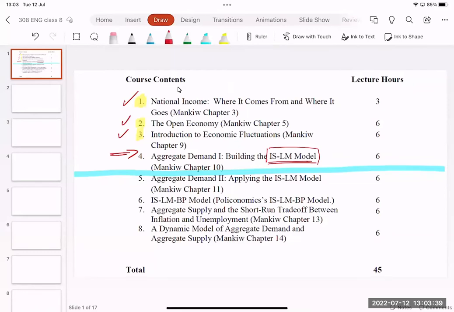This chapter is very important. It's like a foundation. We're going to learn IS and LM in chapter 4, and again in chapter 5 and also chapter 6. It means that if you don't understand it, you may have a problem in the midterm exam, and also a big problem in the final exam, because IS-LM in chapter 4 is the foundation for chapter 5 and chapter 6.